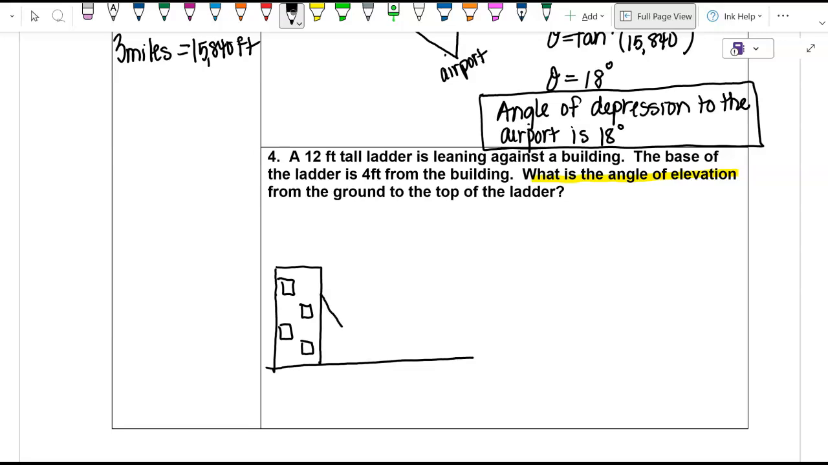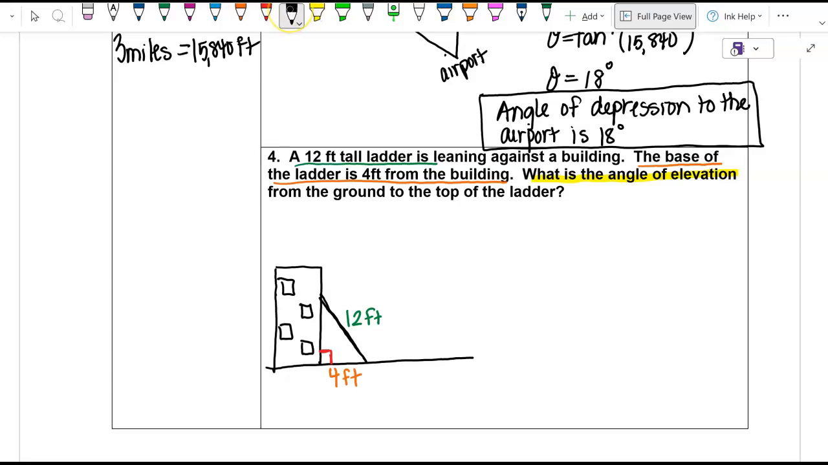And there's a ladder leaning against that building. Now again, there's an assumption that the building is perpendicular to the ground. So they tell me a 12-foot tall ladder. That 12 feet is actually going to be my hypotenuse because the ladder is leaning against the building. The base of the ladder is 4 feet from the building, so this measurement down here is going to be 4 feet.